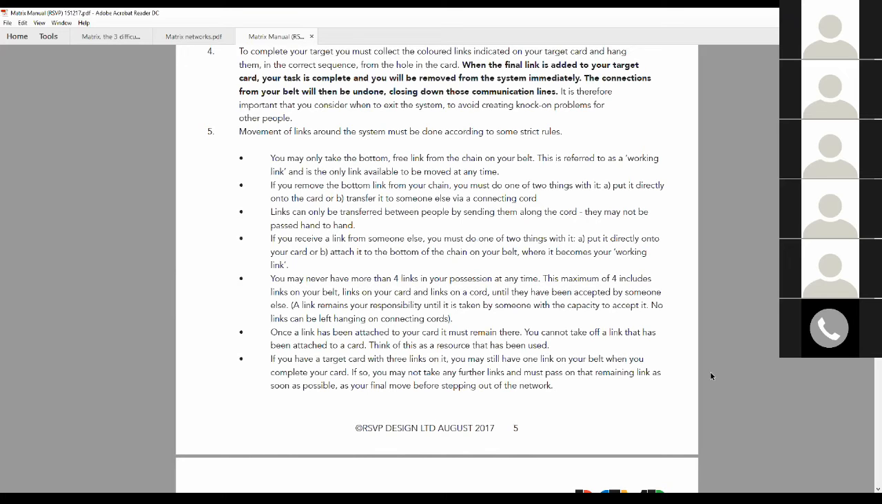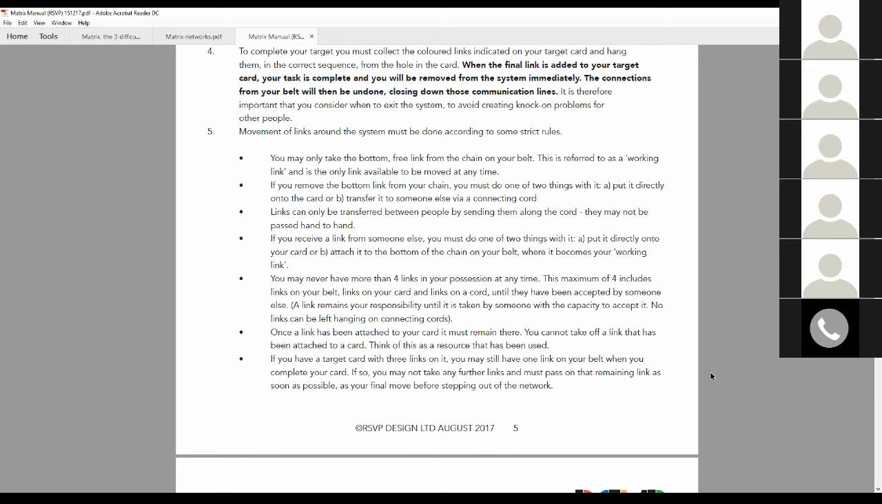You may never have more than 4 links in your possession at any time. This maximum of 4 includes links on your belt, links on your card, and links on a cord until they've become accepted by someone else. A link remains your responsibility until it's taken by someone with the capacity to accept it. No links can be left hanging on connecting cords. And again, I'd probably illustrate how to send a link across a cord and check to make sure that the other person can receive it, in that obviously if that person already has 4 in their possession, they're not going to be able to accept any more.